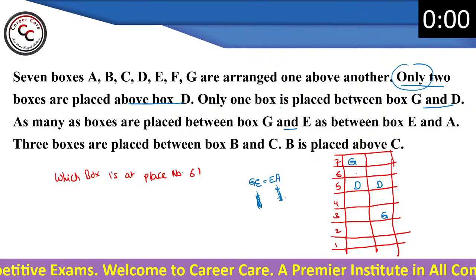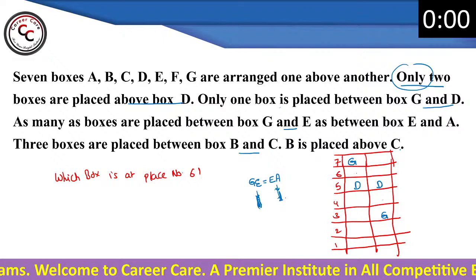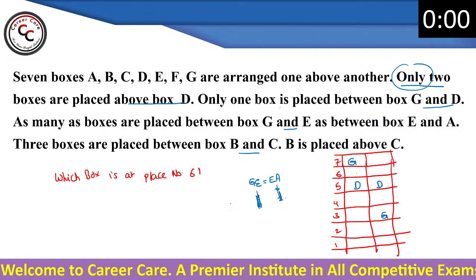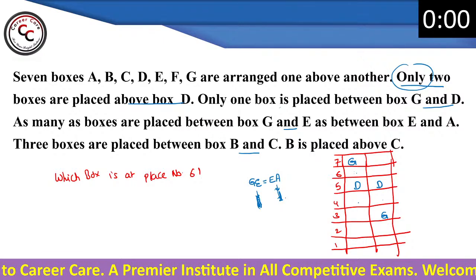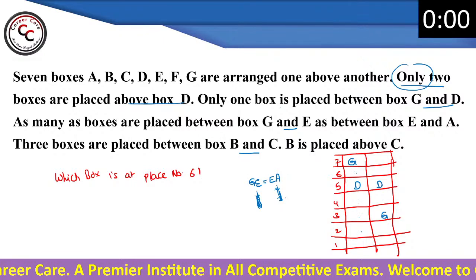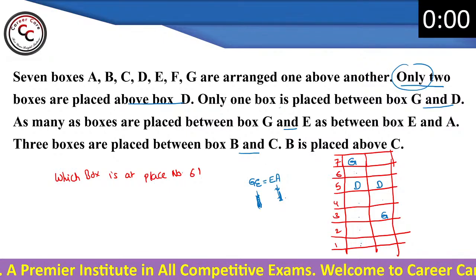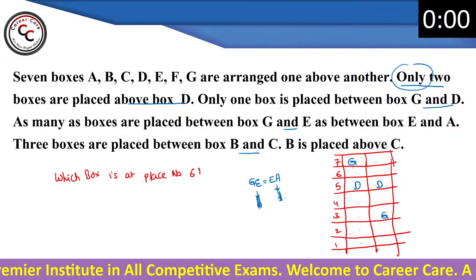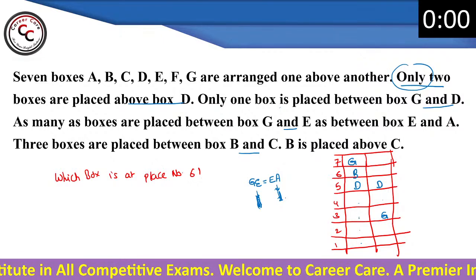Now, 3 boxes are placed between B and C. B is placed above C. So 3 boxes between B and C. So where can you put B? Let's see. If I put B here, 1, 2, 3, here it will be C. Similarly, B here, 1, 2, 3, C, no chance. So there is only one possibility I'll be getting. So B, 1, 2, 3, C.